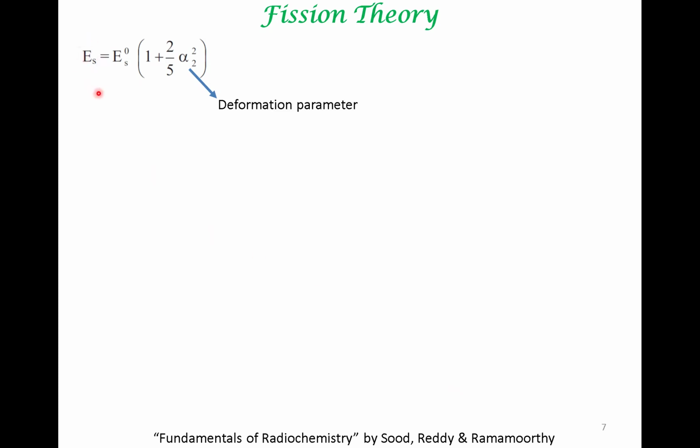As the nucleus deforms from a spherical structure to a non-spherical structure, the surface energy increases because the surface area increases. So this is indicative of the surface energy of the spherical nucleus. As the deformation parameter changes, this is a positive quantity, it's a square. Okay, so this has to be a positive quantity.